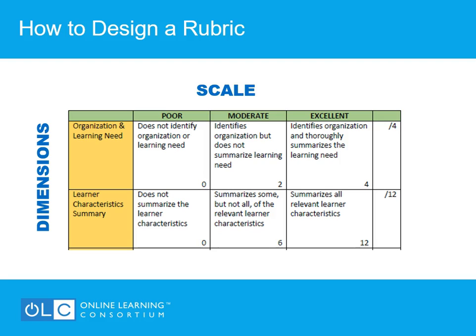Each level should be assigned a percentage of the possible points. In the example shown, poor results in a score of 0, moderate results in 50% of the points, and excellent yields the full possible points for the student. The column on the far right should contain the possible points, and this is also where you can enter in each student's score.